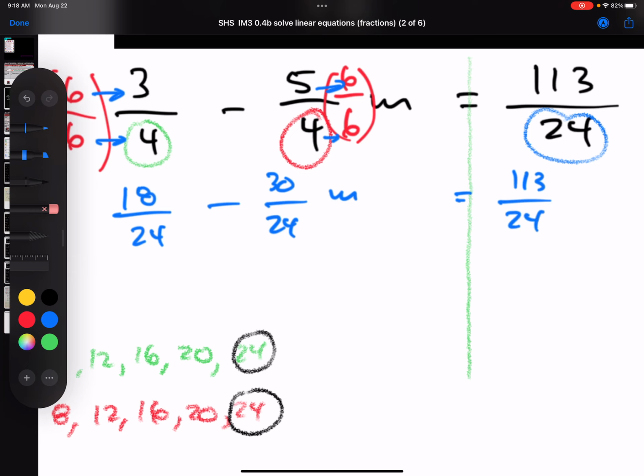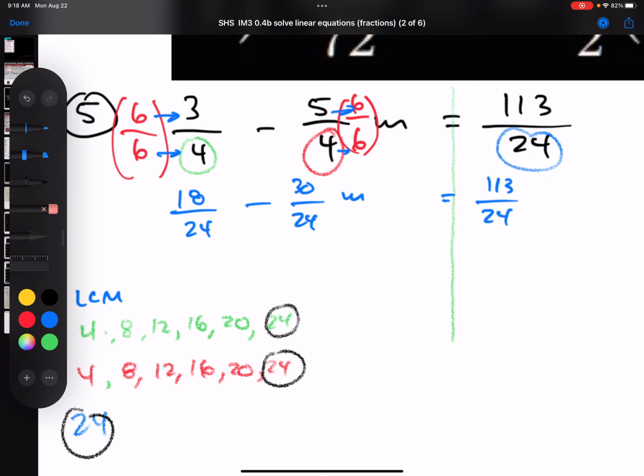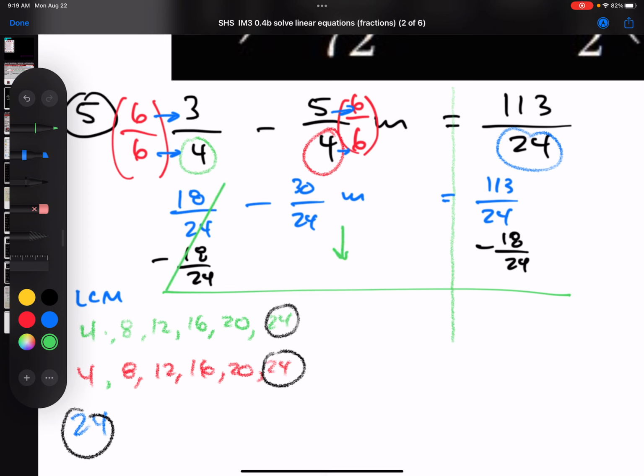Put your finger on the one that we need to move over to the right side. You should have said this one over here. So now I'm going to subtract 18 over 24. This is going to equal 0. This is going to come down.